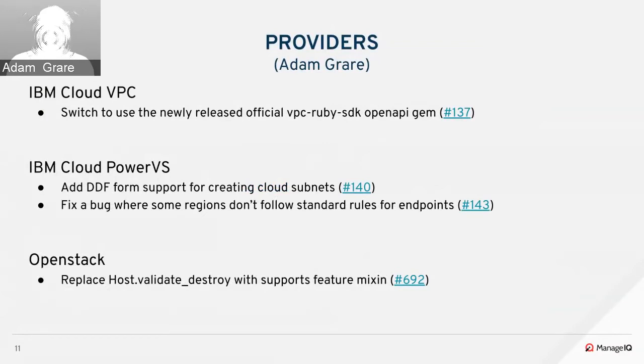We also, on the Power VS side, added DDF forms for creating cloud subnets and fixed a bug where a new Power VS region isn't following the standard rule for the endpoint based on the region name. And so Jay added a similar feature as we have on Amazon, which allows you to add additional regions in settings. And so that allowed us to fix this weird case up by adding it in settings.